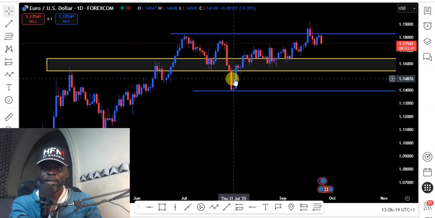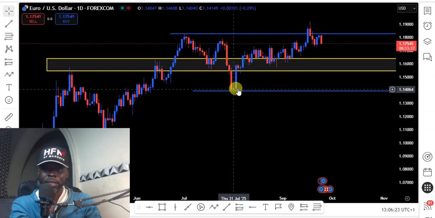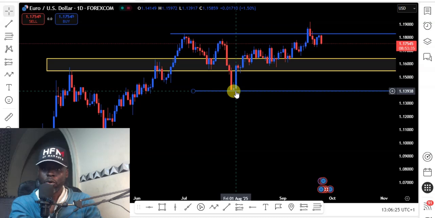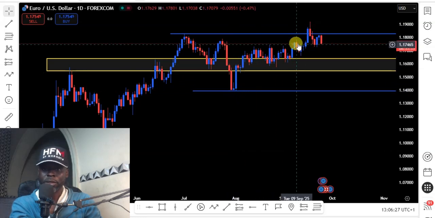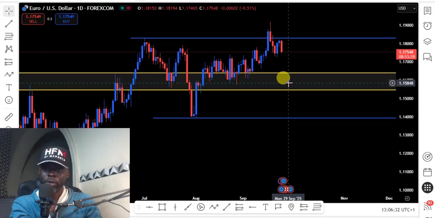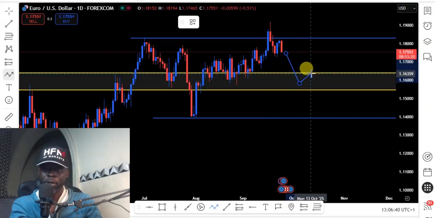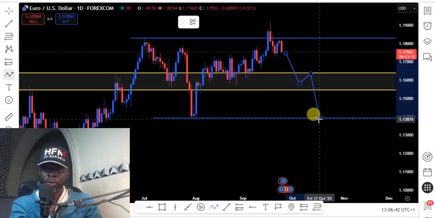On my daily chart, you can see that previously we have this inner structure, lower low, higher low, higher low, which indicates a bullish move for the EURUSD. What we expect this week is for the price to break below this level. We need the break of price below this higher low. Then we'll start looking for a possible selling opportunity for the euro to the downside.